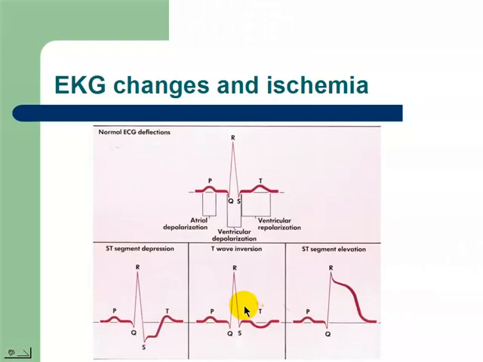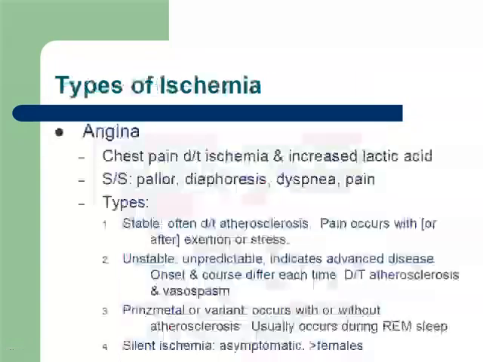When you have injury, you'll have ST segment elevation. Now, it depends upon the lead you're in. You may also have ST segment depression. But you always have T wave inversion first, then ST segment elevation over the area of the injury. The ST segment depression occurs over the area on the opposite side. It's called a reciprocal change.